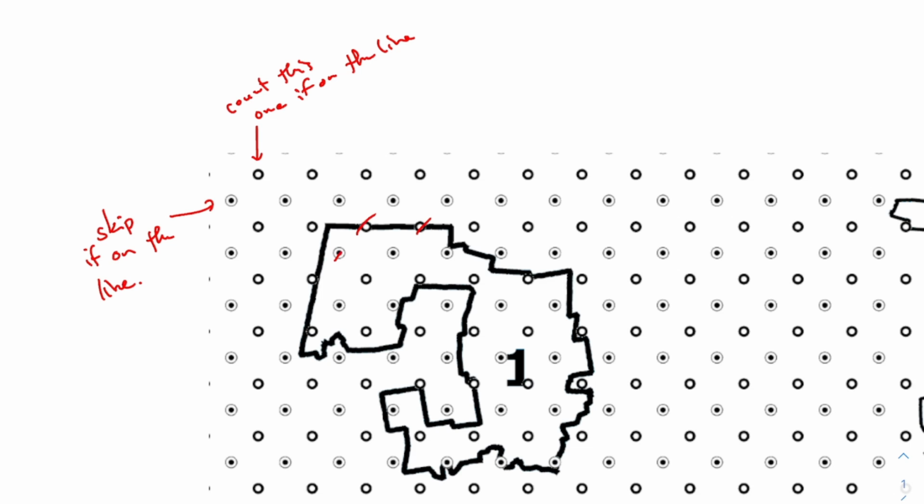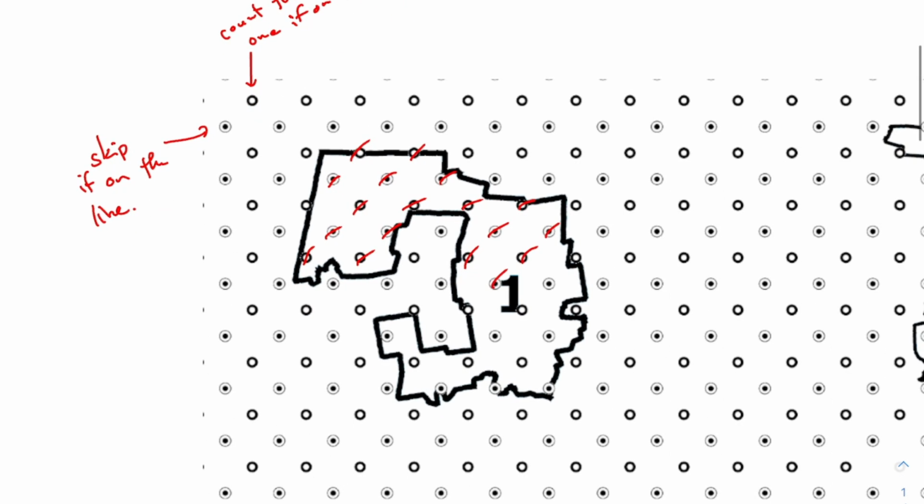1, 2, 3, 4, 5, 6, 7, 8, 9, 10, 11, 12, 13, 14, 15, 16, 17. Whoa. 18, 19, 20, 21, 22, 23, 24, 25, 26, 27. I got 27.